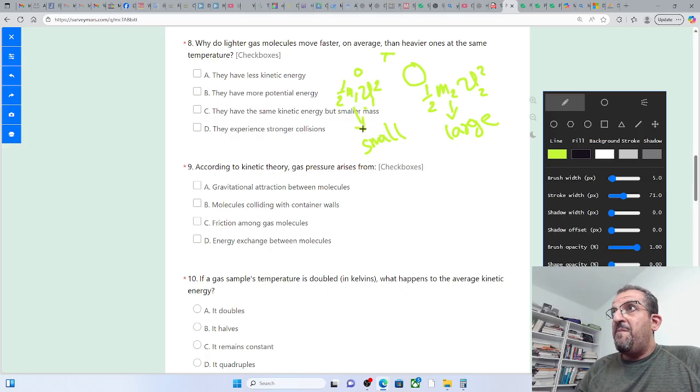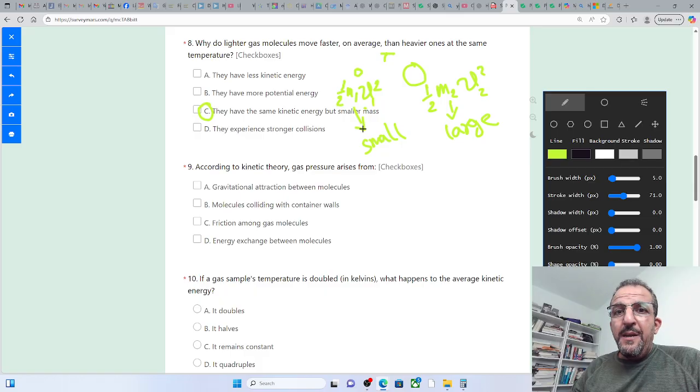Okay, so different masses means different velocities, but when we compare the kinetic energy for those two molecules or particles, you will see that they have the same kinetic energy. So C now is the right answer. They have the same kinetic energy, but just smaller mass. You can see that one of them has smaller mass, but it has the same kinetic energy.